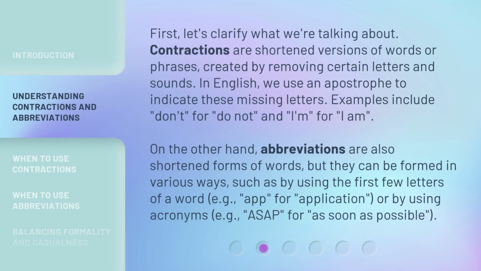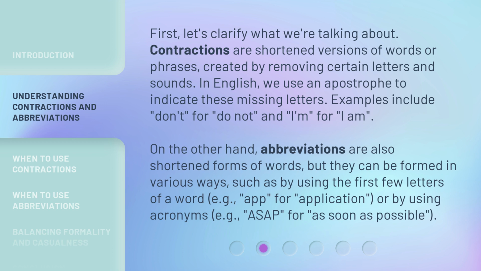First, let's clarify what we're talking about. Contractions are shortened versions of words or phrases, created by removing certain letters and sounds. In English, we use an apostrophe to indicate these missing letters. Examples include don't, for do not, and I'm, for I am.